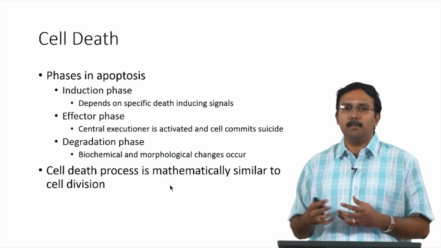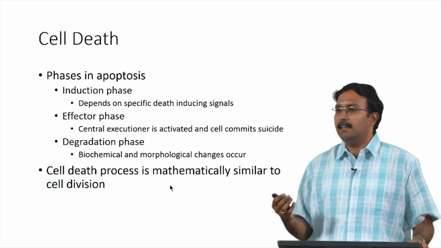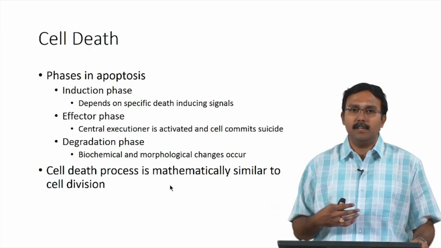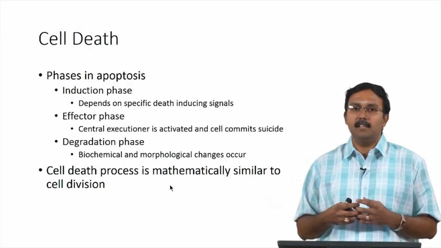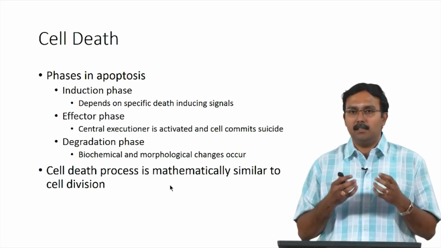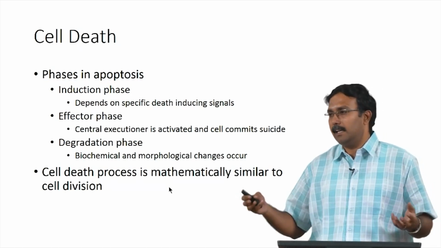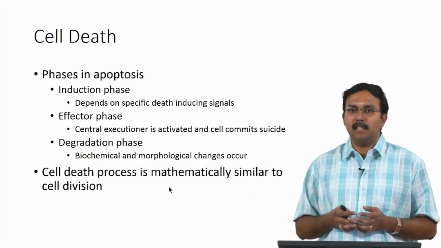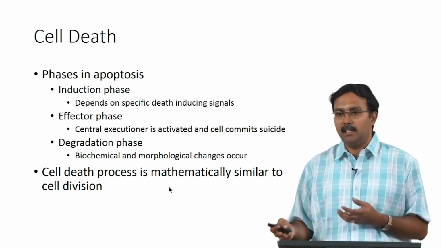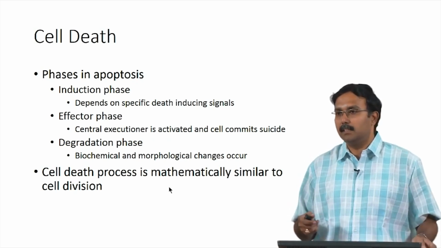There are different phases in apoptosis. You have the induction phase. This depends on the specific death-inducing signals which are sent to the cells, and then you have the effector phase where a central executioner is activated and the cell basically commits suicide, and you have the degradation phase where the biochemical and morphological changes are happening as the cell is getting degraded. The cell death process can also be mathematically modeled in a similar way to cell division, right, except that the rate will be negative compared to the positive of cell division.